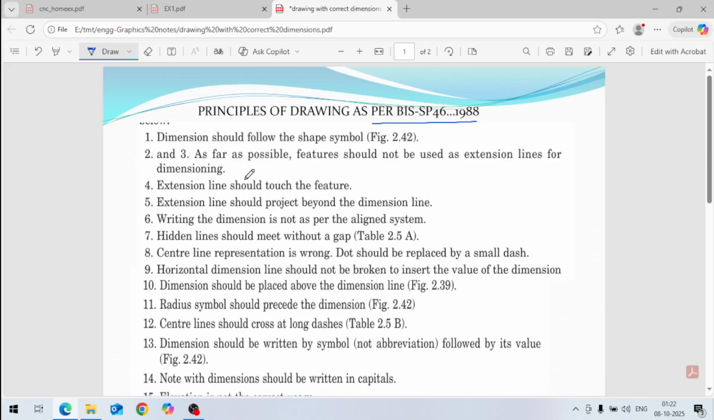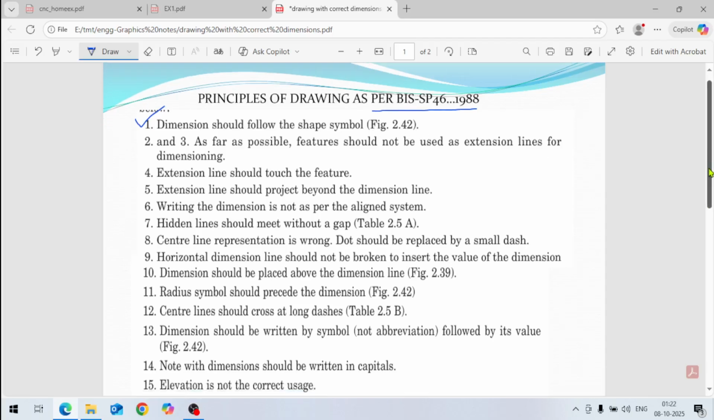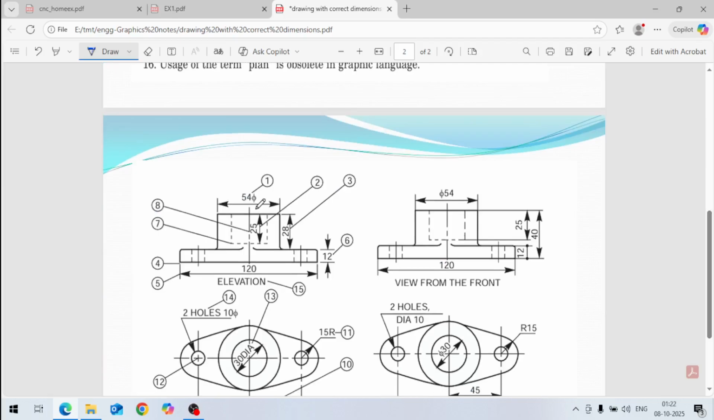First thing is, dimension should follow the shape symbol. Here, if you see, this is your dimension 54 and this is your shape symbol dia. So we have to put this diameter before the dimension, dia 54. This is the correct way and this is the incorrect way here. Very first thing is this. So this way, this is the correct way of dimensioning.